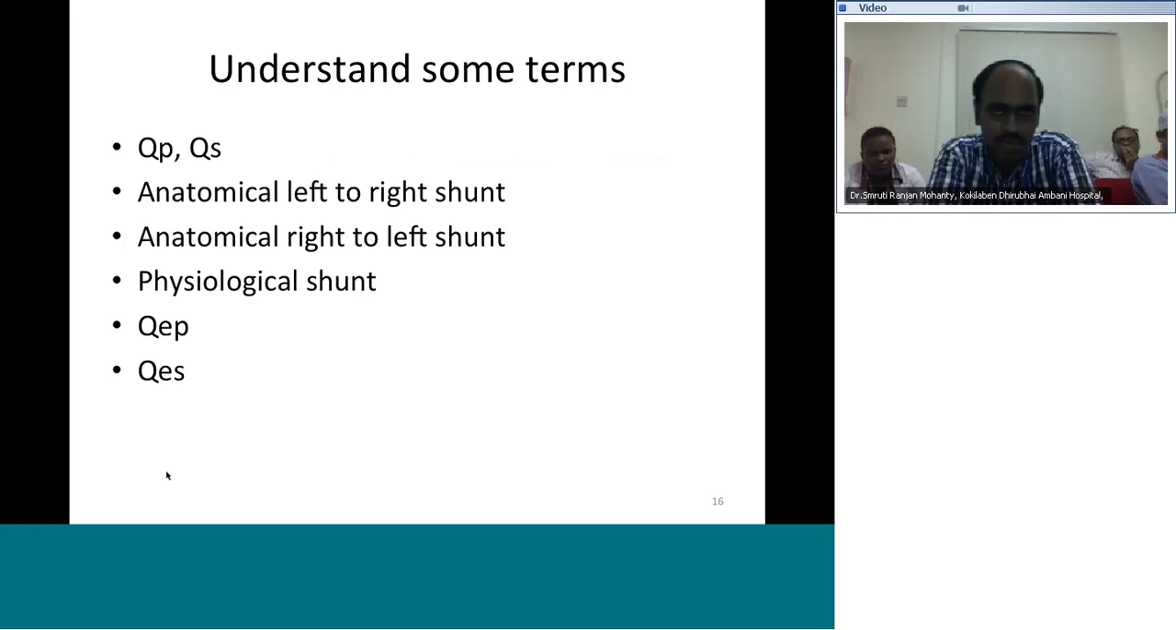To understand some terms: what is QP, what is QS, what is anatomical left-right, what is physiological left-right, what is anatomical right-left, what is QEP, what is QES. These are all certain terminologies that we need to understand so that the hemodynamics of TGA can be understood.